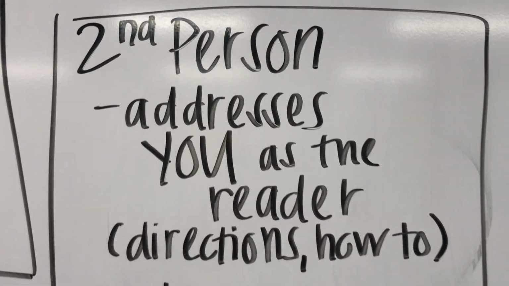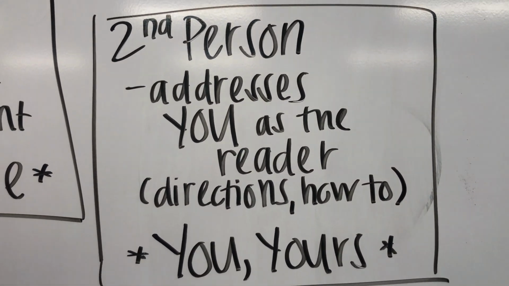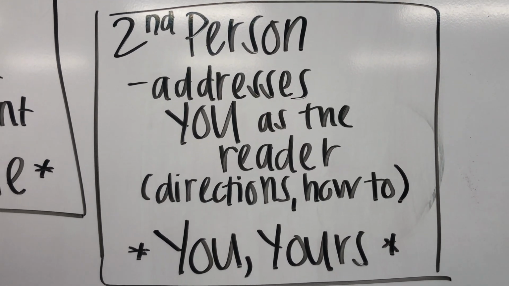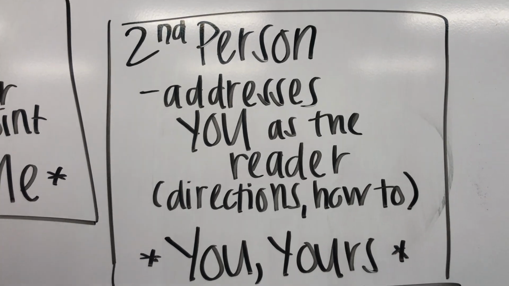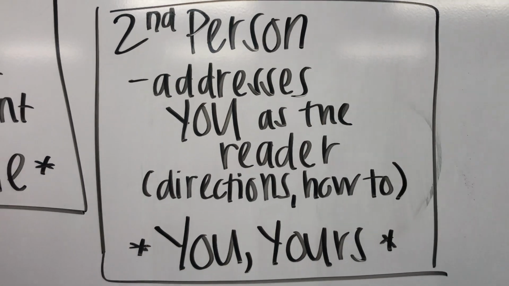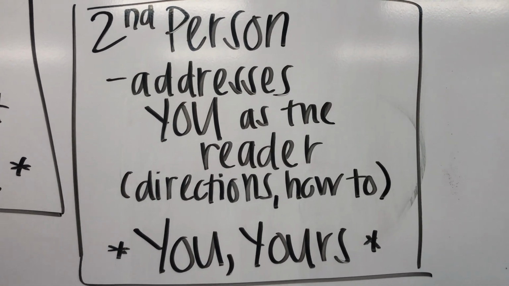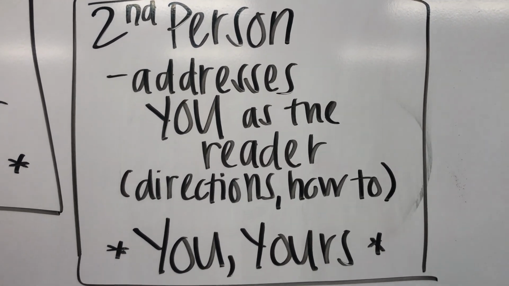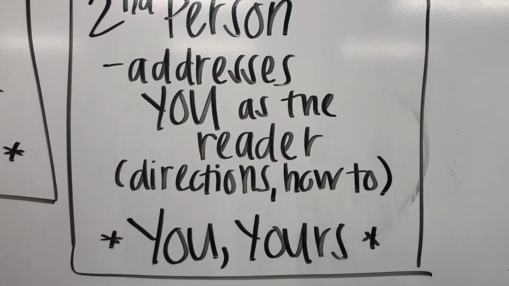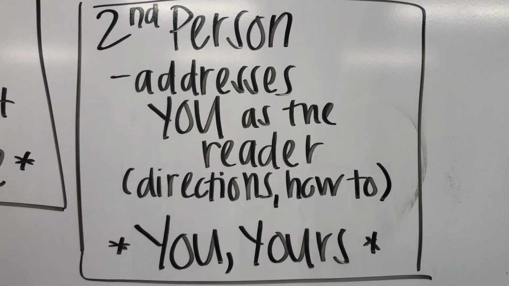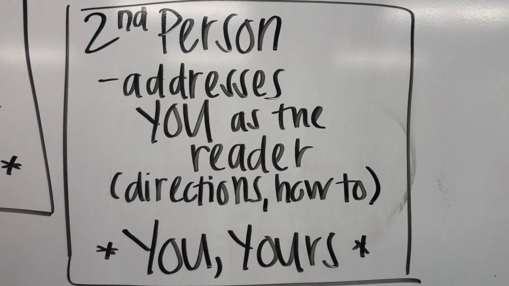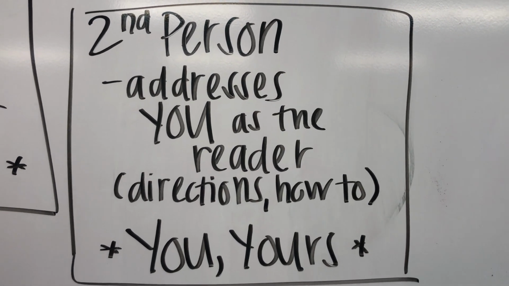Next one, this one is one that you don't see as often. Second person is one that you're gonna see a little bit more in more technical writing. In second person, this is when they address you as the reader. So here, that author, the person that's writing that story, they are talking directly to you. So they're going to say, you do this, you do that, then you do that. Oftentimes, second person is used in like a how-to, or also in directions. So telling you what you need to be doing.